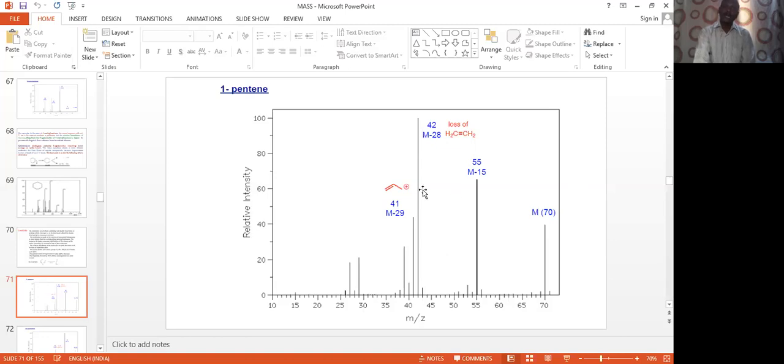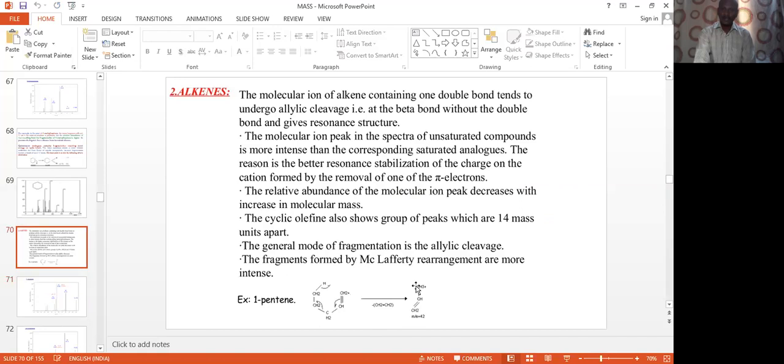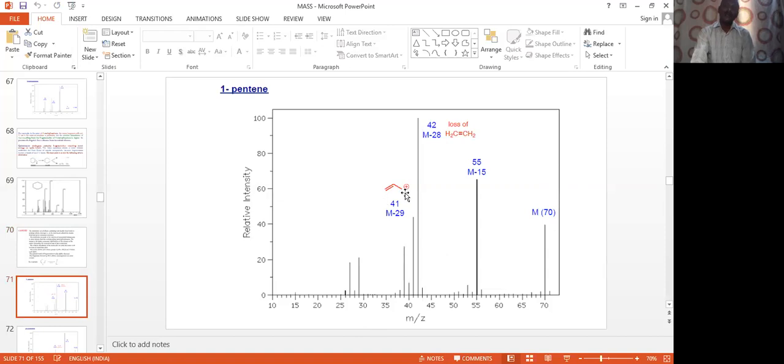And then here you can see that there is a loss of M/Z value 42. Here you can see M/Z value 42, loss of CH2, that is 28. M minus 28 peak you can find in this spectrum here. Or you can also have the allylic cleavage here. Allylic cleavage, that is also there. So this is a McLafferty rearrangement peak, that is 42.